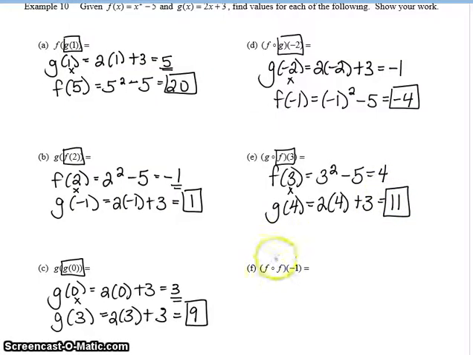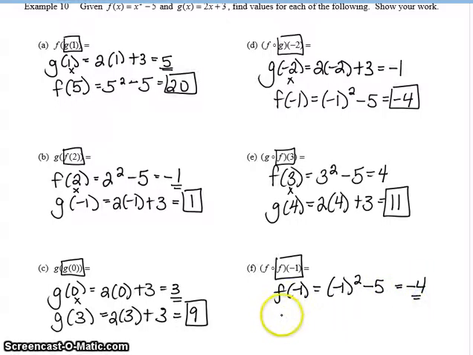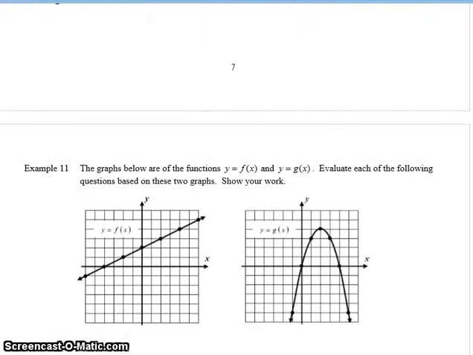Last but not least here, f of f of negative 1. Again, make sure you're using parentheses around a negative number when you substitute it in. That's going to give me a negative 4. Now I take that result and plug it into the f function again, because it's f of f of negative 1. Then I need to put that negative in parentheses, squared, minus 5. So I get 16 minus 5, which results in an 11.